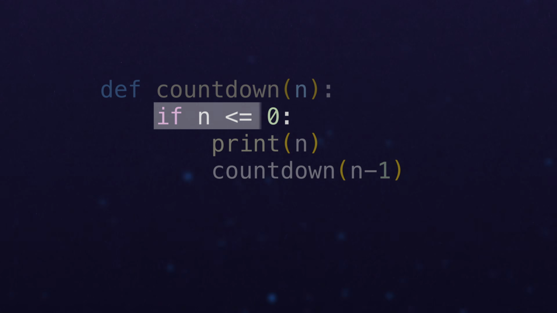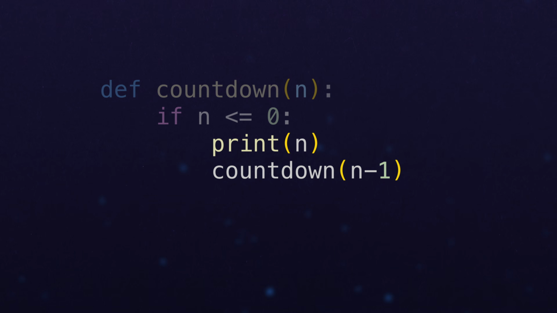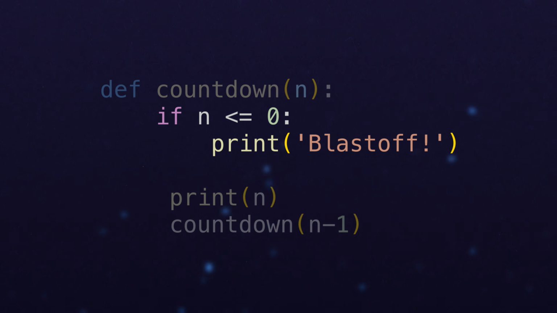So what we need is a base case to stop the recursive madness. Let's add an if statement to the top of the countdown function. If n is less than or equal to 0, instead of printing n and recursing again with n minus 1, we'll just print the word blast off to the console and return immediately, again stopping the recursion.